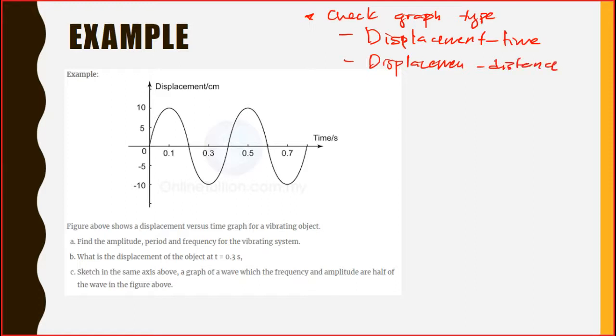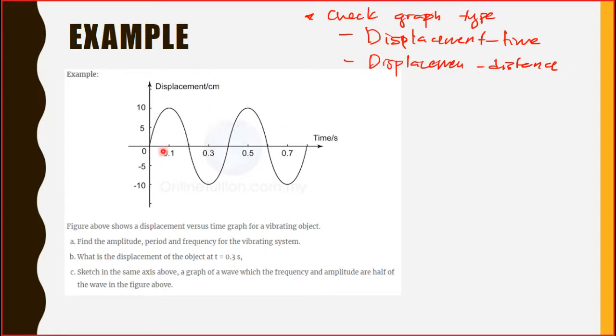So how come we have displacement-distance? Displacement-time involves oscillation going up, down, up, down, up, down. Displacement-distance involves the whole wave itself actually moving. So you have two types of graph. For the time being, we are going to just focus on displacement-time first.